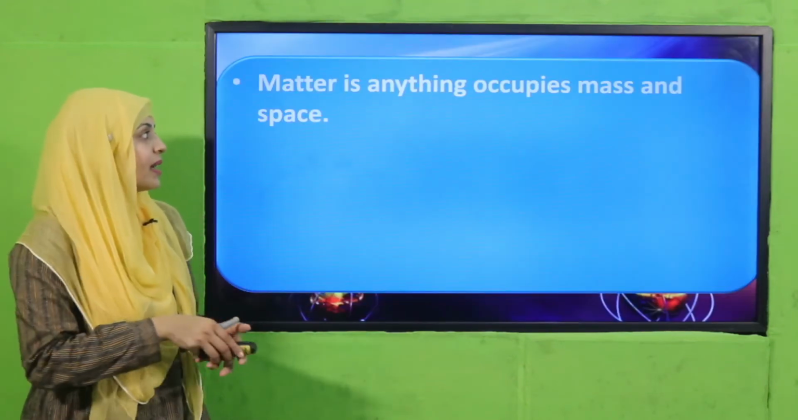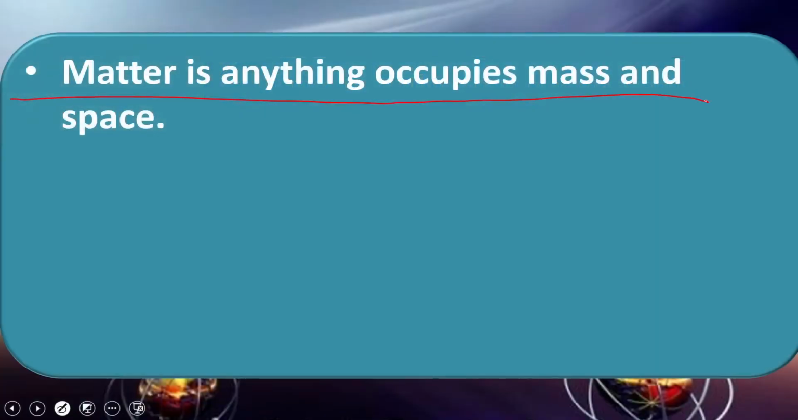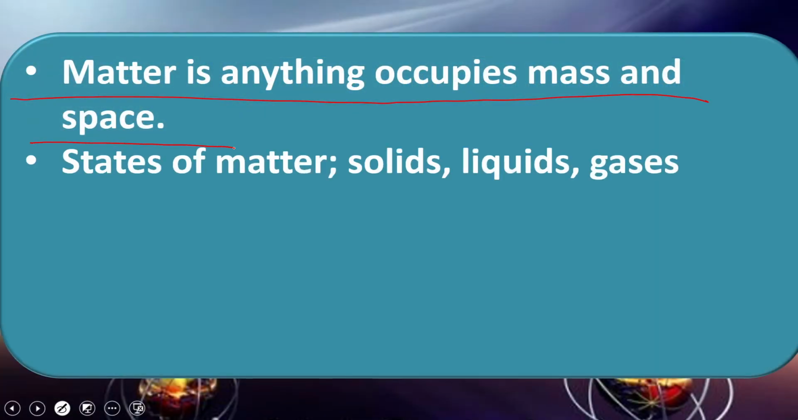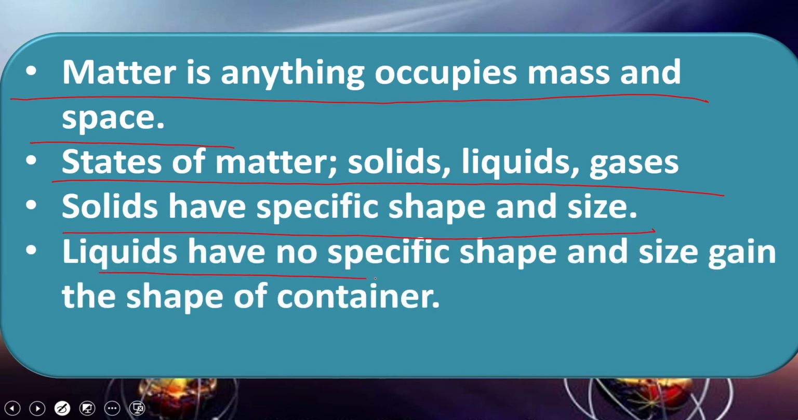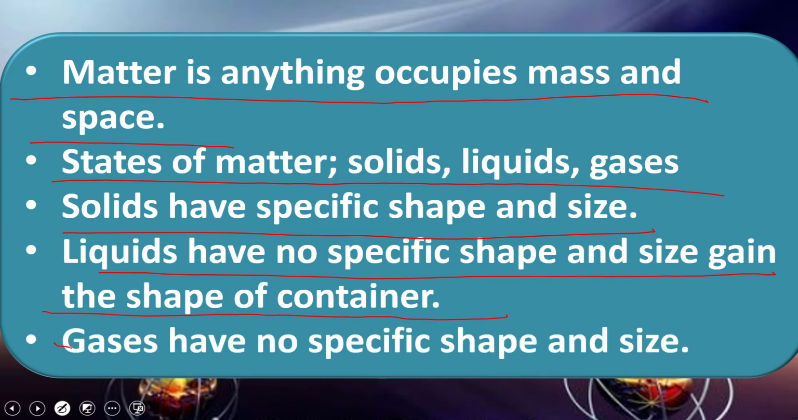And then, wrap up what we have learned in this unit. Matter is anything that occupies mass and space. States of matter are solid, liquids, and gases. Solids have specific shape and size. Liquids have no specific shape and size and gain the shape of the container. Gases have no specific shape and size.